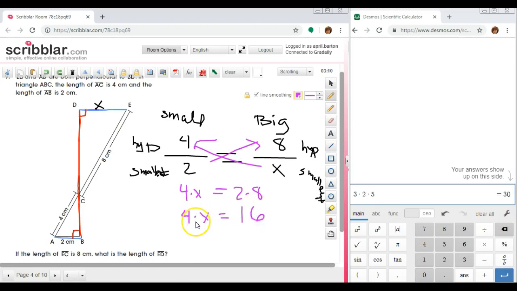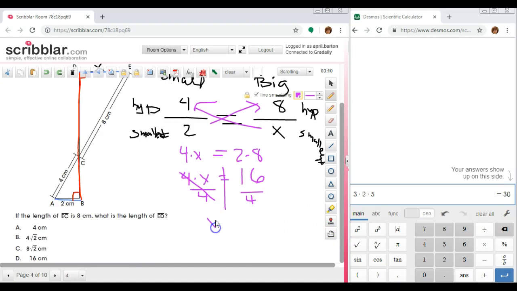And now we do opposite operations. When you're working with an equation, you want to get rid of the number 4, and the 4 is multiplying by the x, so the opposite is to divide. But what we do on one side to cancel it out, we have to do on the other side. So now we do that division. 16 divided by 4 is 4. So our answer choice is A, 4 centimeters.